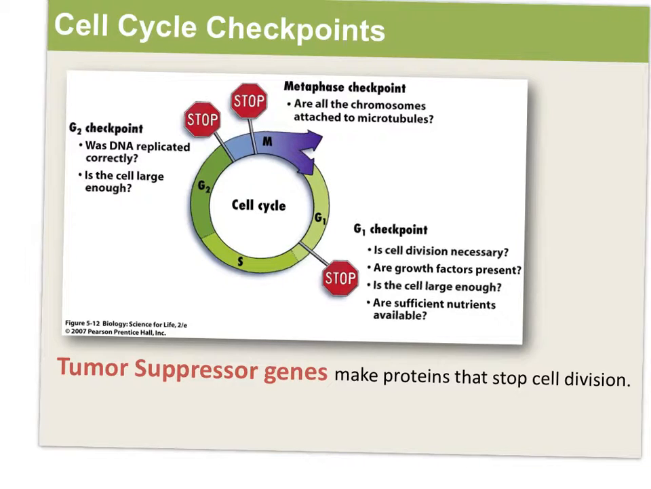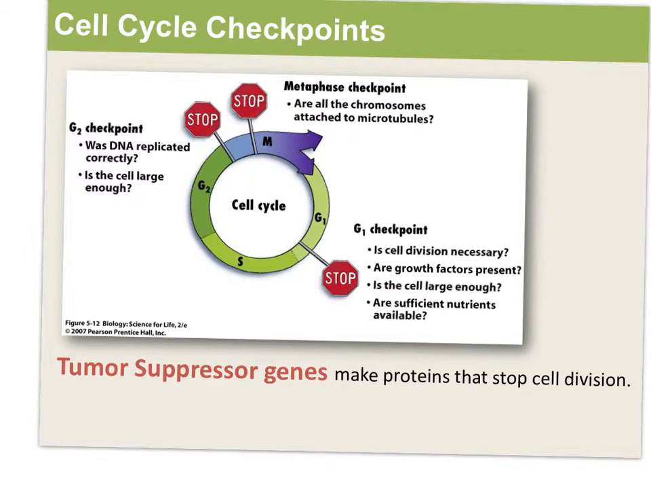Now, there's also a G2 checkpoint. So this is after all the DNA has been synthesized, all the other components of the cell have been replicated, and just before mitosis, there's these other proteins that check to make sure that the DNA was correctly replicated. Is the cell large enough? Are all the components there?